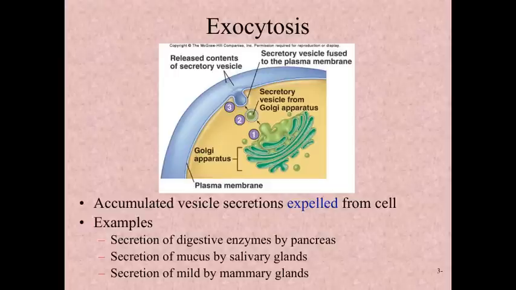And so this is how, for example, digestive enzymes are secreted by the pancreas, how mucus is secreted from salivary glands, and even the formation of milk by mammary glands.